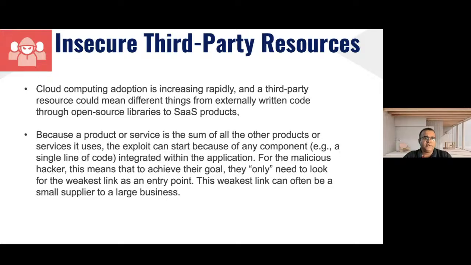Insecure third-party resources. Cloud computing adoption is rapid, and third-party resources could mean different things, from externally written code through open source libraries to SaaS products. Because a product or service is the sum of all other products, exploits can start from any component, a single line of code integrated within the application. For the malicious hacker, this means that to achieve their goals, they only need to look for the weakest link at the entry point. I think we have seen a lot of external ones.